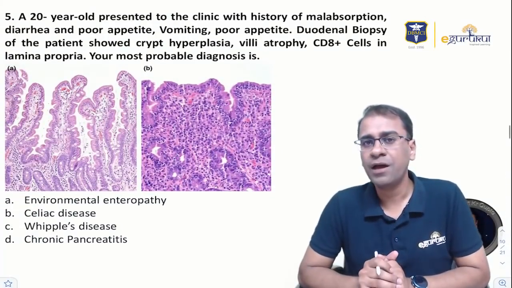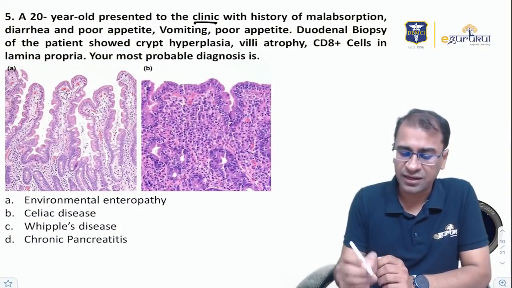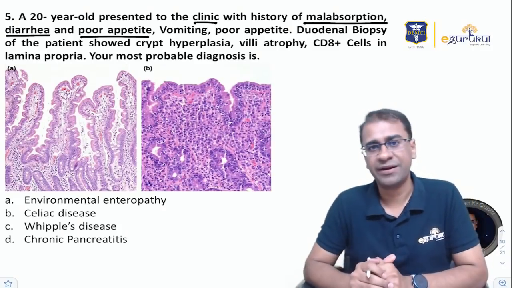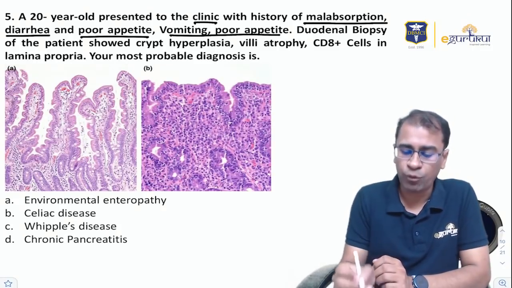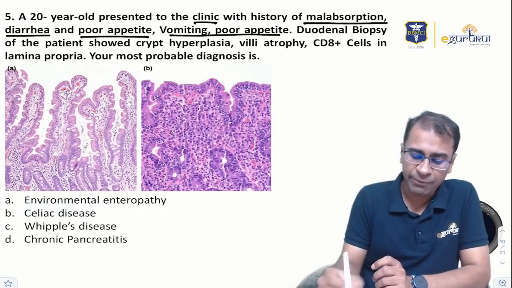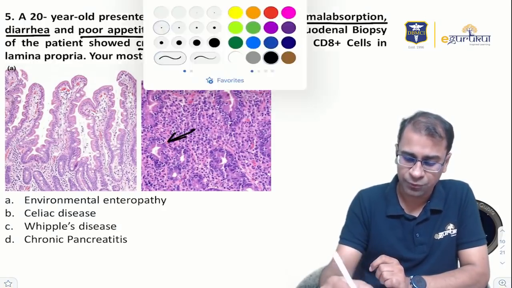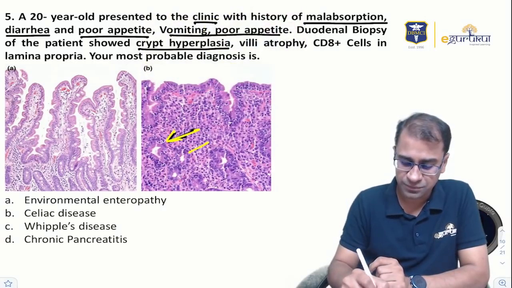Next question. A 20-year-old patient presents to the clinic with a history of malabsorption, diarrhea, and poor appetite. The vomiting and poor appetite are again being seen here, and the biopsy shows crypt hyperplasia. Look at the crypts here. Let me draw this in yellow color. These are crypts. The crypt hyperplasia is there.